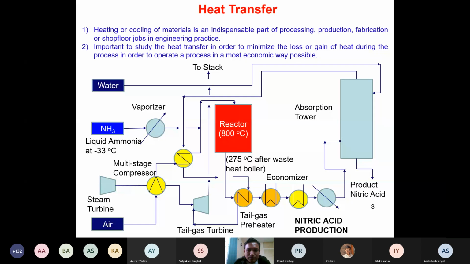Okay, is there any question? No, sir. Okay, so let's move to the next slide.